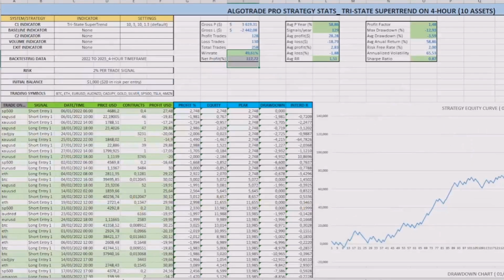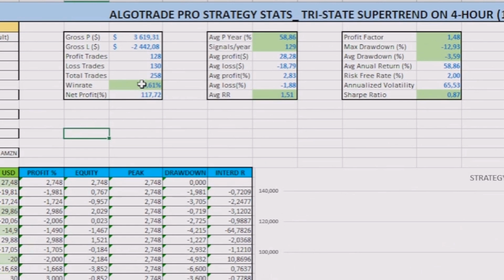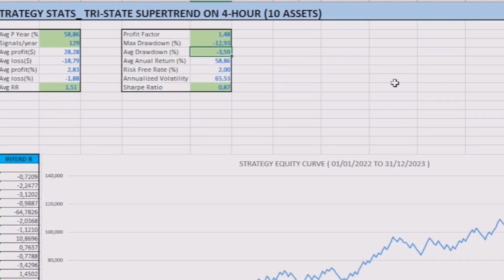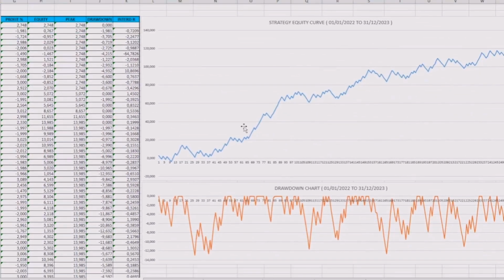But on a larger time frame, this indicator got a win rate of almost 50% and after 258 trades got a net profit of 117%, with just an average drawdown of 3.59%. And the equity chart looks pretty good, the complete opposite of the 30-minute time frame one.